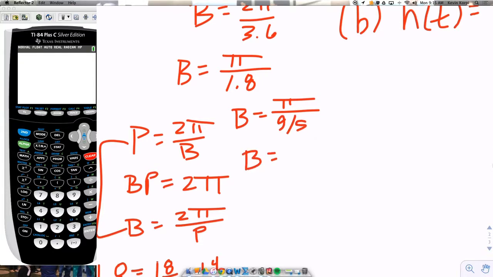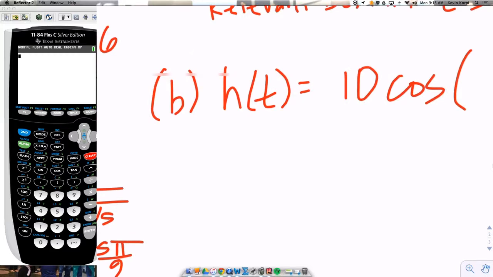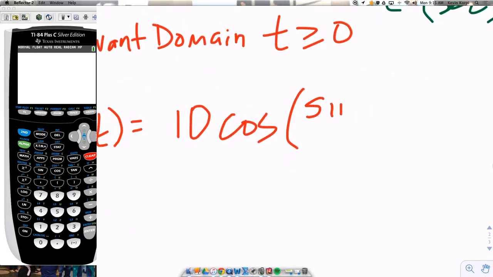Now we have a complex fraction. Dividing by 9 fifths is the same as multiplying by its reciprocal, and I get 5 pi ninths. That is a much nicer value of b. 5 pi ninths. That's what I would put for the b value. So just a little bit extra work for you, which is still fun.